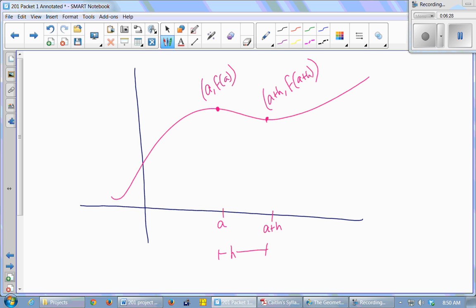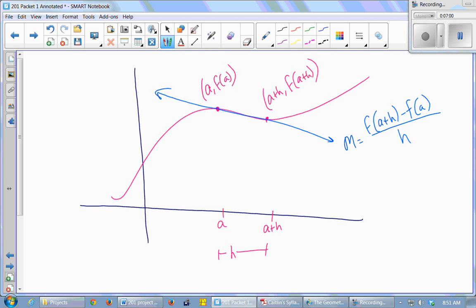Okay so far? Now I'm going to connect these two points with a secant line, and the slope of that line is the change in y over the change in x. So I would do f of A plus h minus f of A, all over A plus h minus A, which is h. My change in x is just h, that distance along the x values. So that's the slope of the secant line.